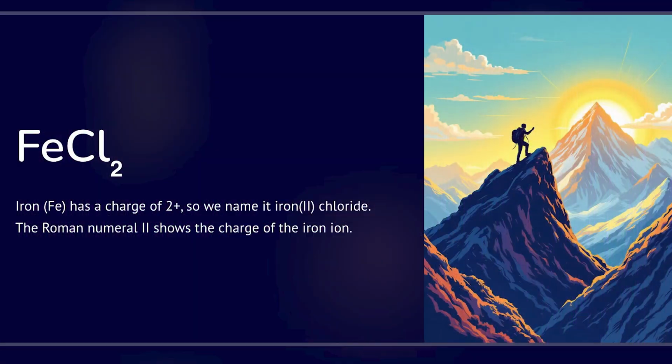When it comes to transition metals, things get a little more interesting. Transition metals can have more than one possible charge, so we need to specify the charge using Roman numerals in the name. Take FeCl2 for instance. Here, iron, which is Fe, has a charge of 2+, so we name it iron(II) chloride. The Roman numeral II shows the charge of the ion.